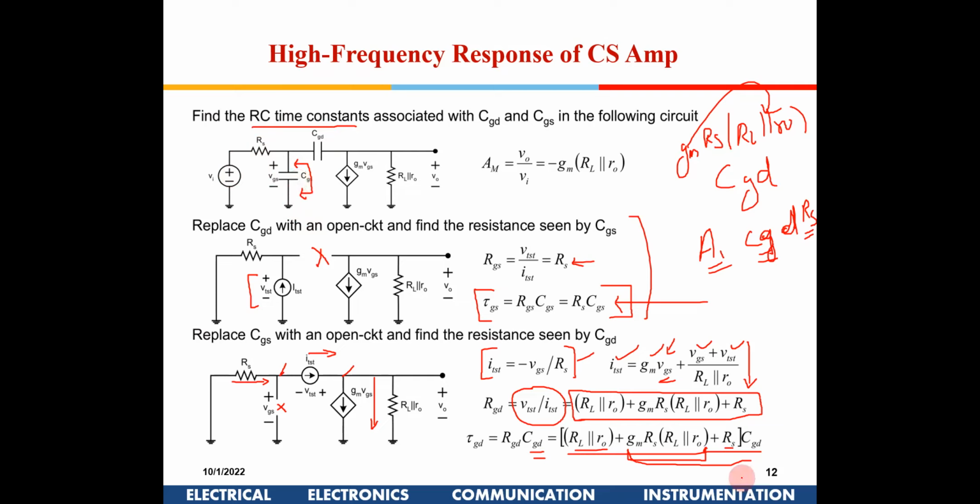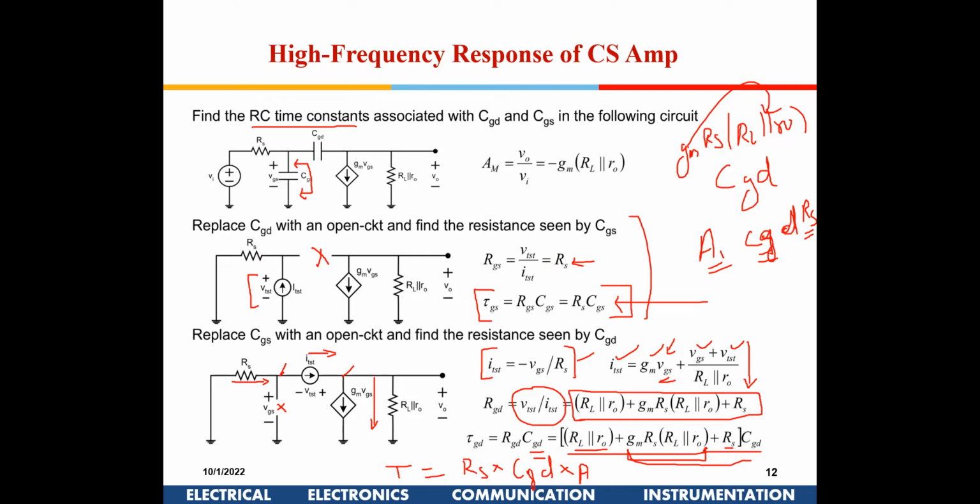Yes. So there are two poles in this circuit. The first pole is RS CGS, and what is the second pole? The second pole will be at RS into CGD into gain. Is it okay with all of you? Does anybody have any doubt, sir?